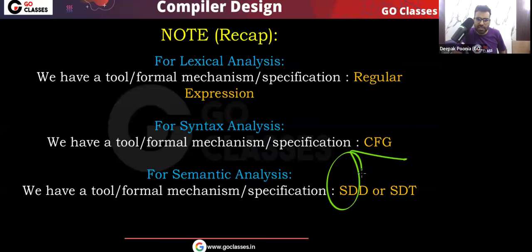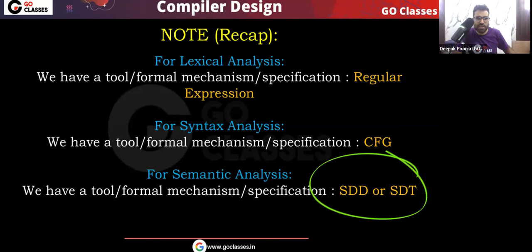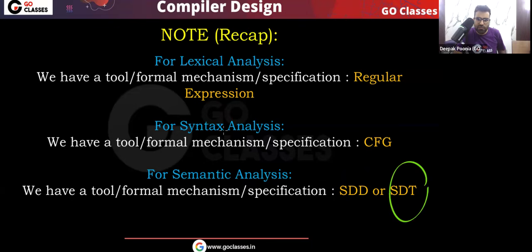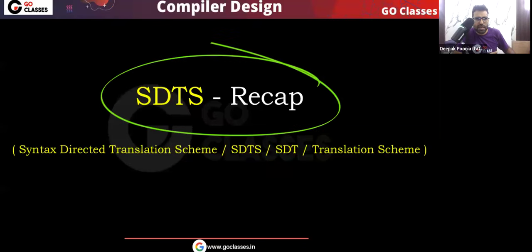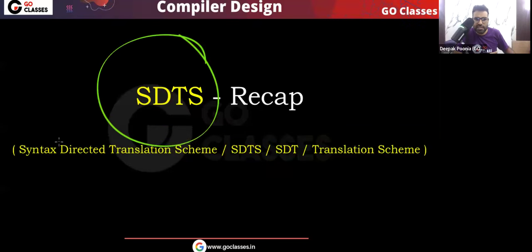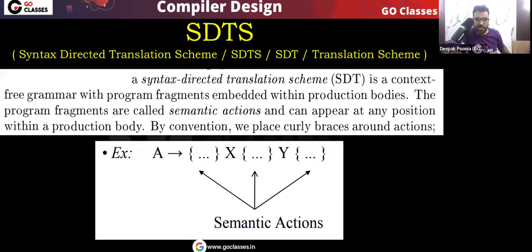These are different. SDD and SDT are basically different concepts. They are related, but they are different concepts. In the previous lecture, we have already seen all the concepts related to SDT. So we have seen SDTS, syntax directed translation scheme. In short, you can write it SDTS, or SDT, or you can simply call it translation scheme, or syntax directed translation. So what is this SDTS? The definition is very simple.